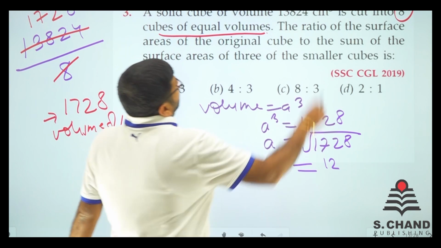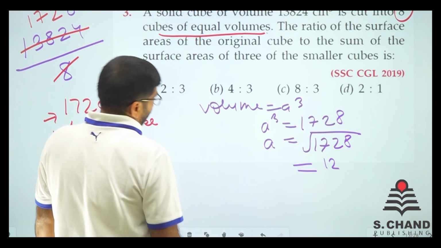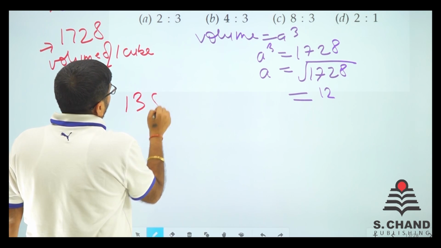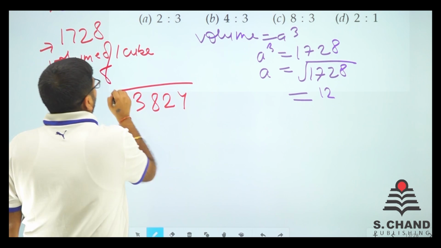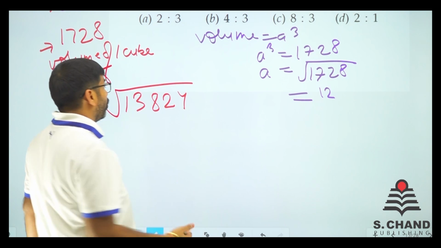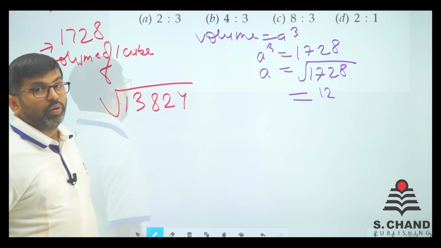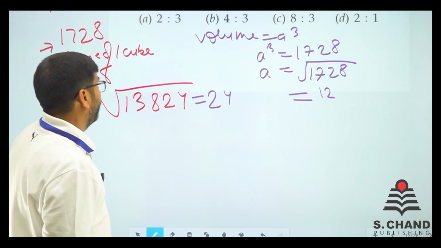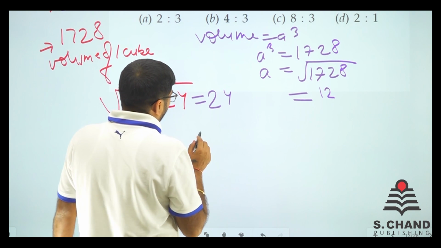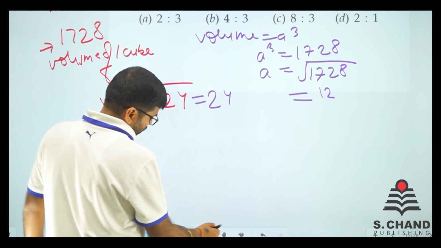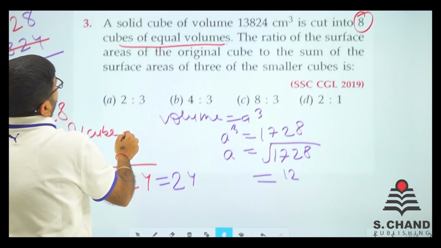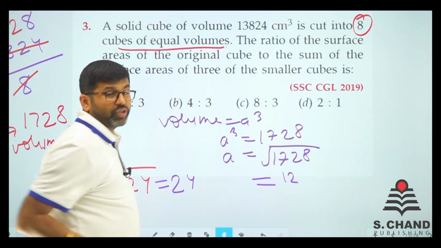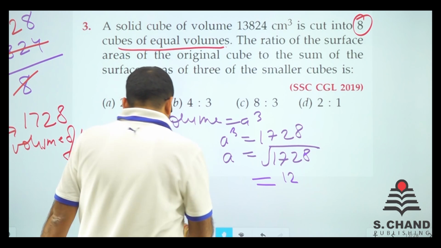What is asked? The ratio of surface area of the original cube. Okay, great. 13824, what is the cube root of that? We should know the cube root of 13824, and that is 24. So we have 24. Now the ratio. See, we have been asked the ratio of total surface area of the original cube to the sum of the 8 cubes.